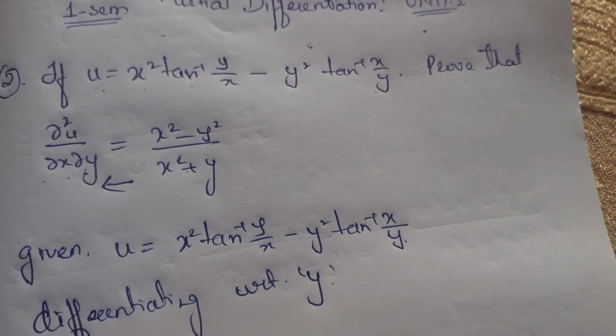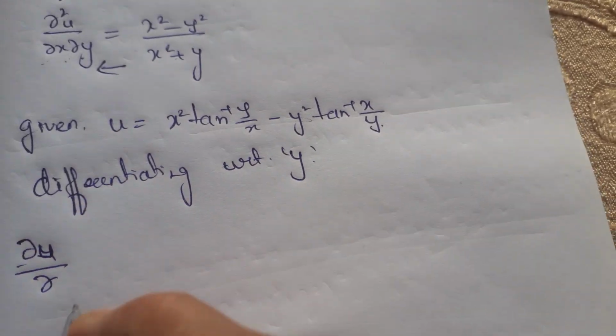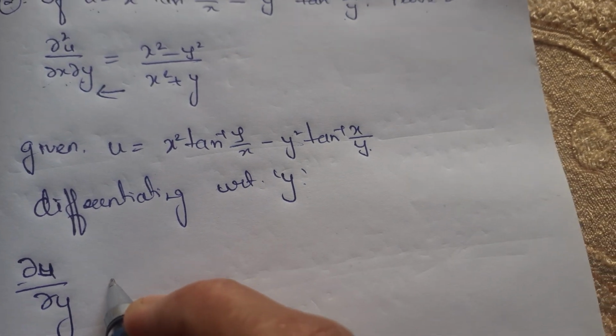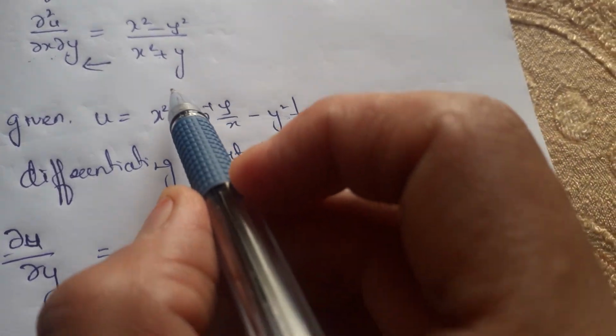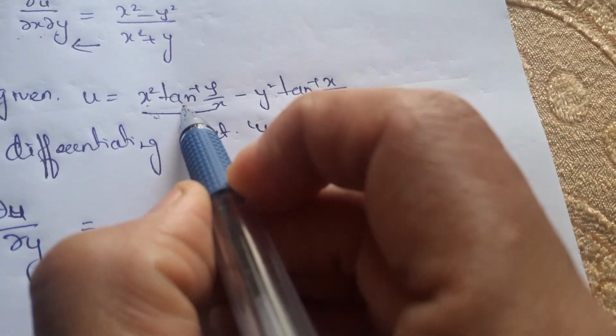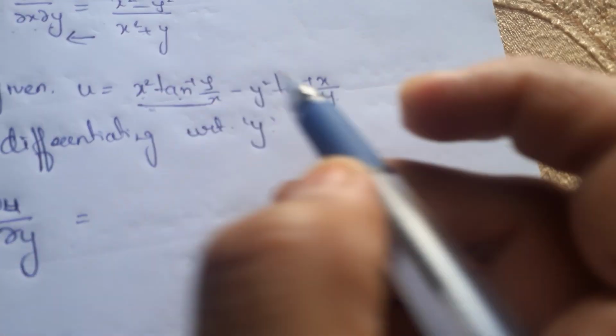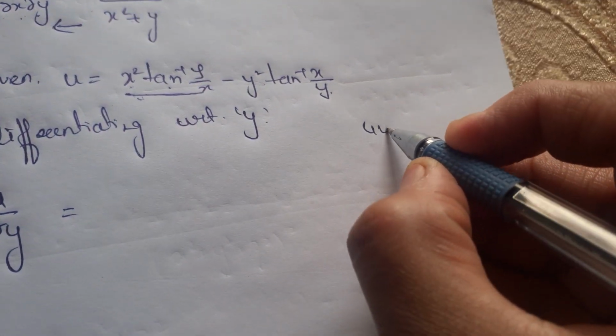So what do we have to do? Dou u by dou y. Students, listen to me. How many functions are we having here? This is one and this is the second function. Two functions we are having. So which rule do we have to apply here? We have to apply the UV rule.